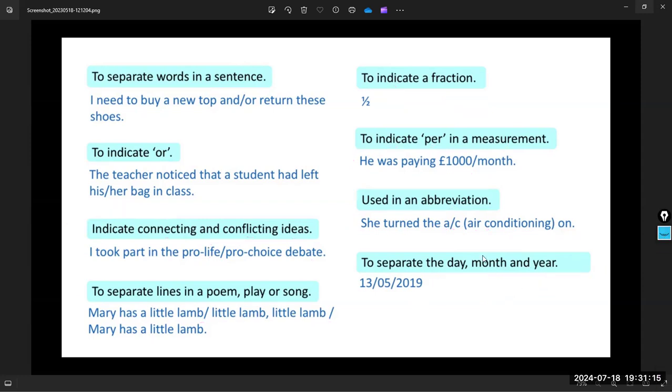Okay, so this is it. I don't know if we have a practice. No, we don't. It's not that hard. The slash is easy. By the way, we need, I think, only 15 minutes to finish talking about the rest of the punctuation marks.